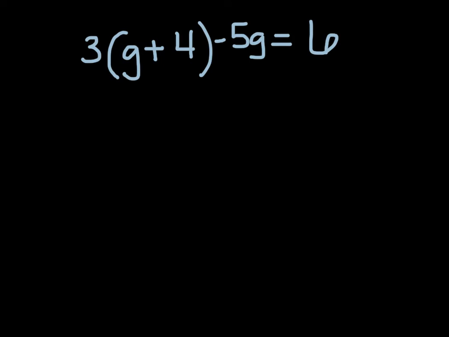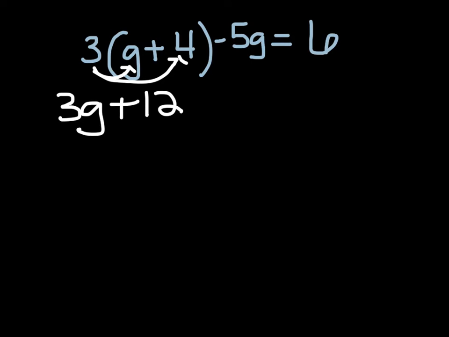Here is a multi-step equation that requires you to distribute first. You need to distribute 3 times the quantity g plus 4. So use the distributive property to simplify that. 3 times g is 3g. 3 times 4 is a positive 12. Don't forget about this minus 5g is equal to 6. All you've done is rewrite this using the distributive property.